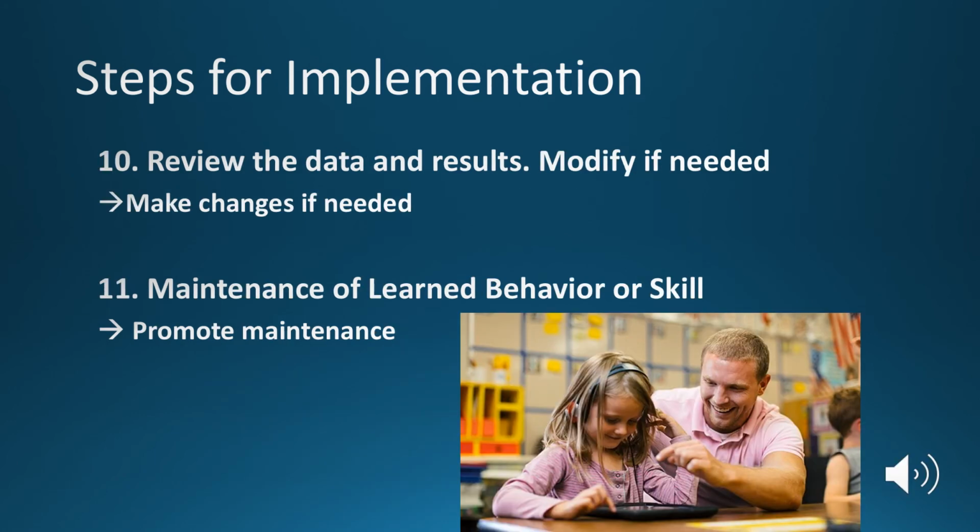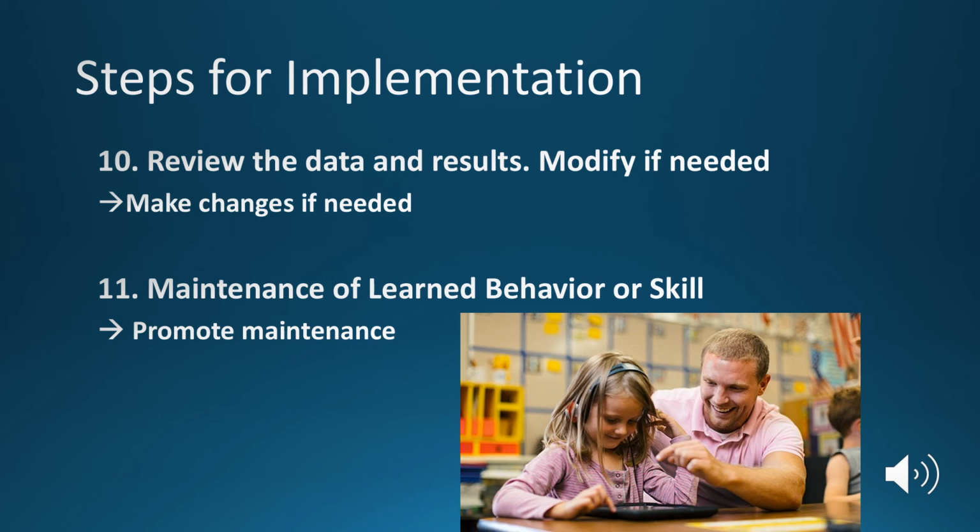The second to last step is to review the data and results. Modify if needed. This means if it's not working, you can't continue to keep doing the same thing. This means you have to modify how you are implementing it. One way you could do this is by reading the story more often.